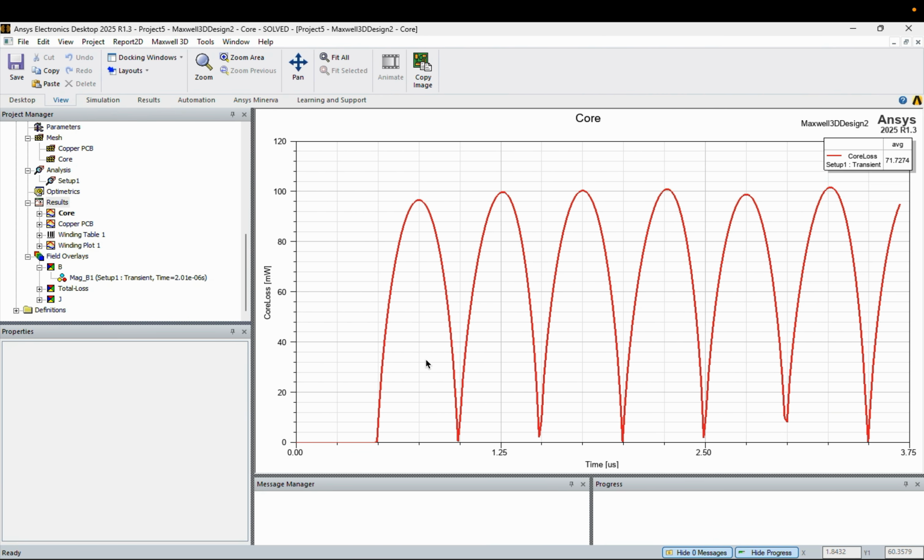But when I plot it, I'm seeing 438 milliwatts only near the center leg. I'll show it to you in a moment.